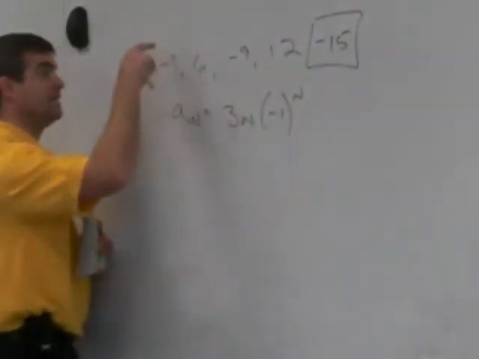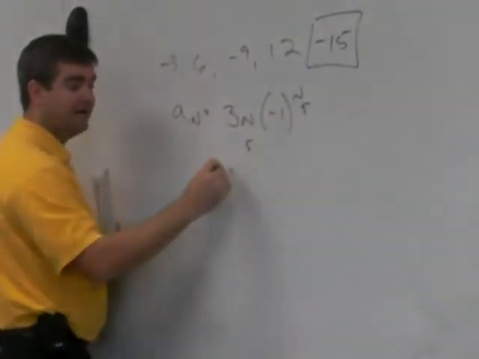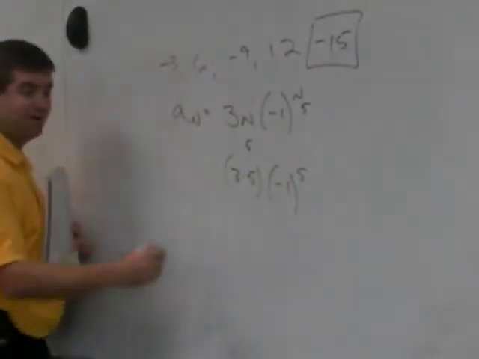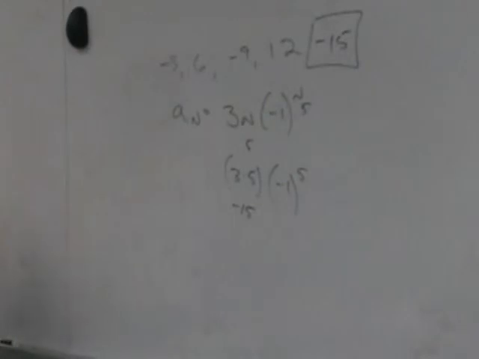-15, right? How did we get that? The 1, 2, 3, 4, the fifth term. I put a 5 there and a 5 there. 3 times 5, and then -1 to the 5th power. 3 times 5 is 15. -1 to the 5th power is -15. Okay? Questions? All right, how about number 10?